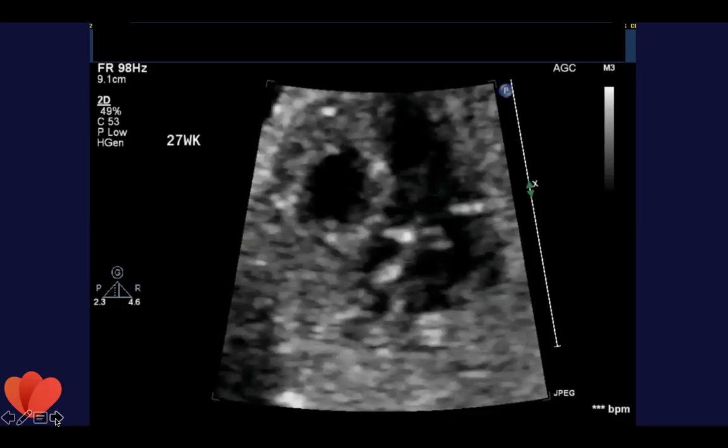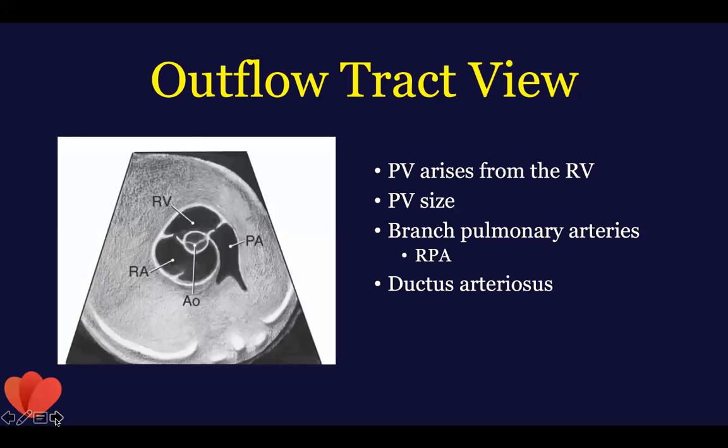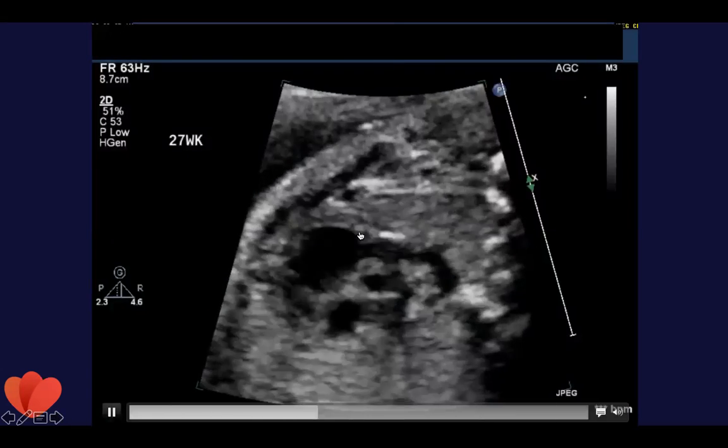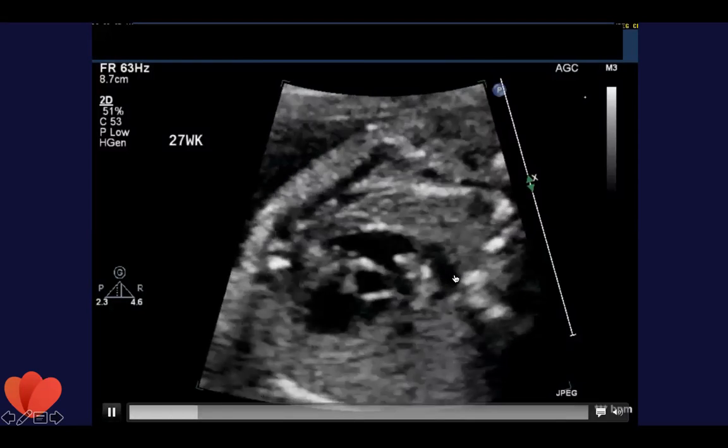So a normal LVOT, and then the RVOT is sort of close to the parasternal short axis that we see in pediatric transthoracic. You're going to see the RA, the tricuspid valve, the RV, and the pulmonary valve and its branches. So here's an example of a normal RVOT tract, pulmonary, RPA, and this is probably PDA.